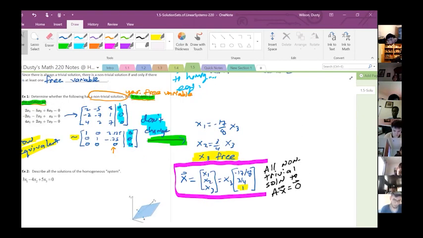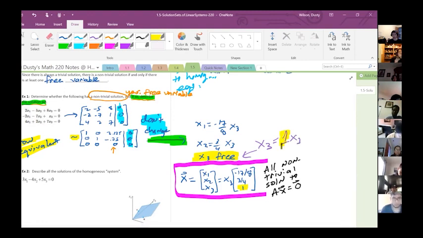Got a question from Ratana. Why is x3 equal to 1? You could think about this line as saying that x3 equals 1 times x3.